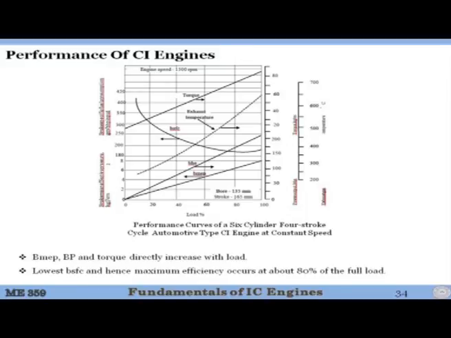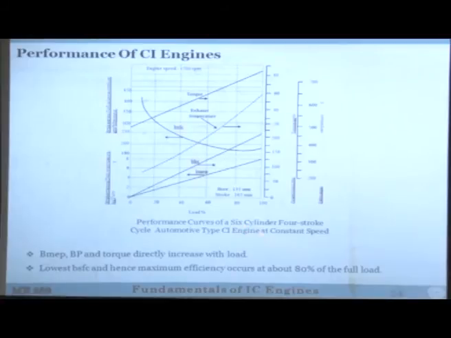If you look at this performance curve for a 6-cylinder 4-stroke cycle automotive CI engine at constant speed, here the load is given in terms of percentage. You can see this is BMEP. So as the engine load increases, there is a linear relation between the load and BMEP. Okay. This is the BHP, brake horsepower. This is the brake specific fuel consumption.